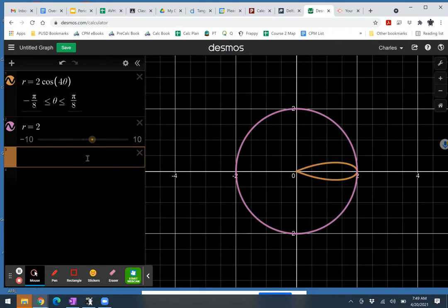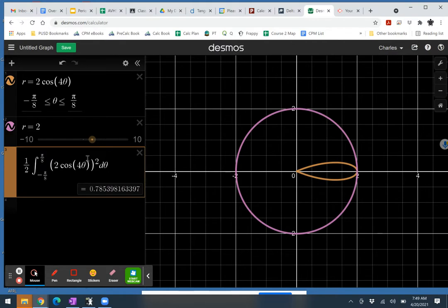get exactly one petal. So I could do 1/2 times the integral from negative pi over 8 to pi over 8 of 2 cosine 4 theta, squared, d theta. And I get that number. That probably is something related to pi. You may even be able to do this on paper. I'm above that, but you are not.